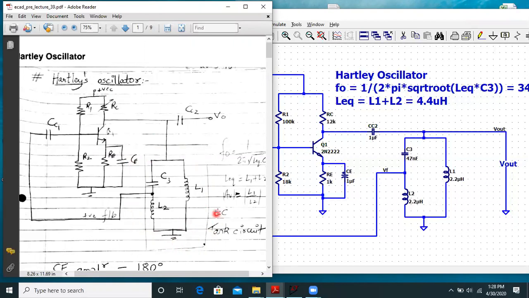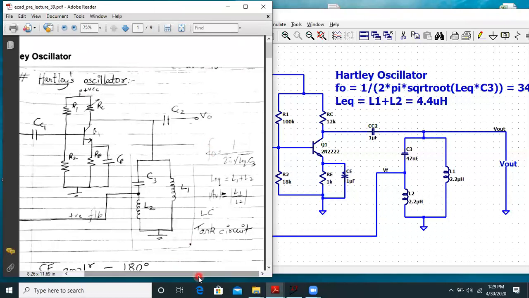And this Hartley oscillator works on the principle of positive feedback. As you can see in this circuitry, there is no external AC input. The circuit is powered by a DC power supply and it generates oscillation on its own. But the beauty of the circuit is it generates high frequency sinusoidal signals.